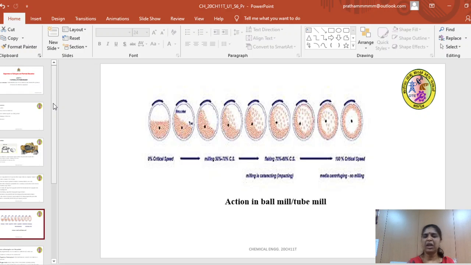As a quiz, multiple choice questions can also be asked about the critical speed, or the balls, the material which the balls are made up of, the medium of crushing, the action in a ball mill. They can ask about centrifuging. You have questions about all of this. So all this is easy, isn't it? Apart from the construction, the working part is also very easy.